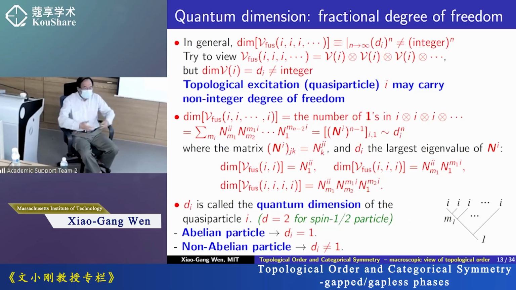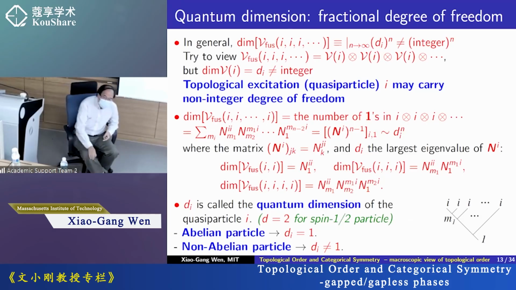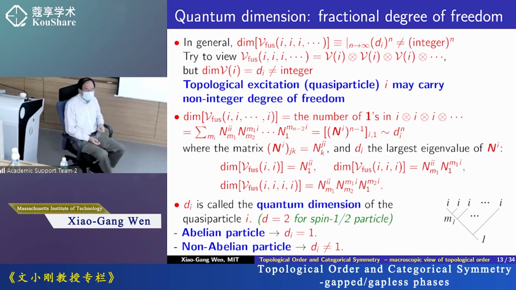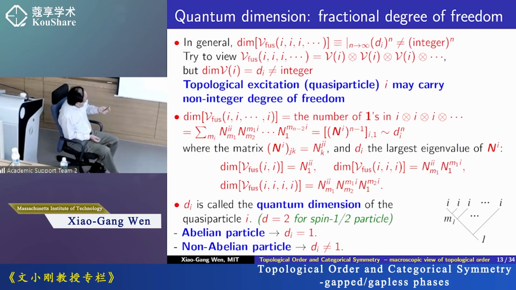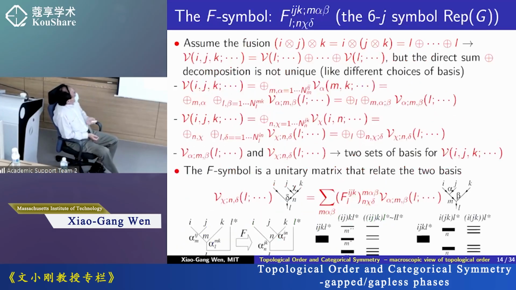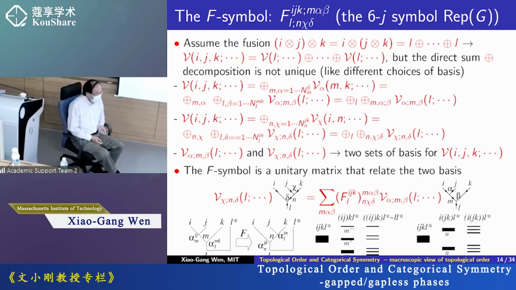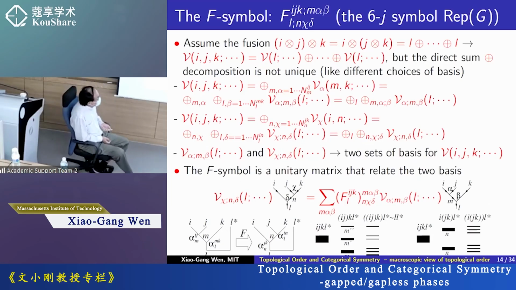So slowly we're using some physical measurements, physical tools, to extract some data. And those data actually form a fusion category or modular tensor category. So those data form those categories. So this may be the most mathematical part of this talk. It's a sequence of talks.